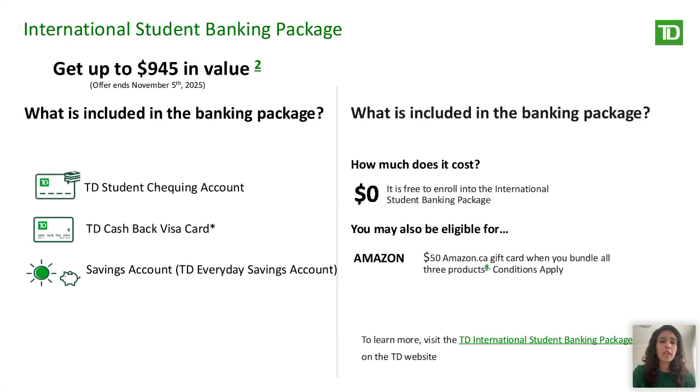And then we are also giving up to $125 in cash value for eligible students. And for that, there are limited conditions. We can dive into it as well. If you want to know a little bit about it, once you land in Canada, you can set up some sort of bill payments or pre-authorized transactions to be eligible for that. But overall, this whole package gives you up to $945 in value, and it is inclusive of all the basic banking needs that you require when you first come to Canada.